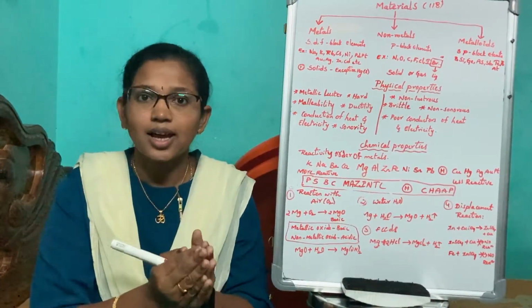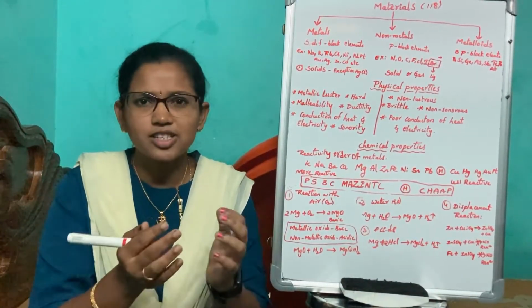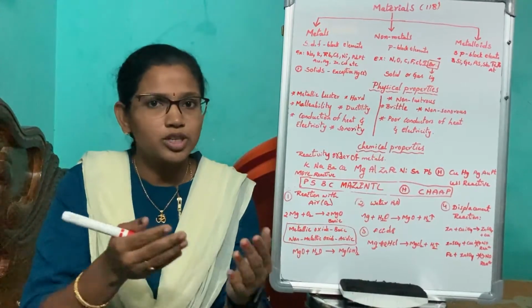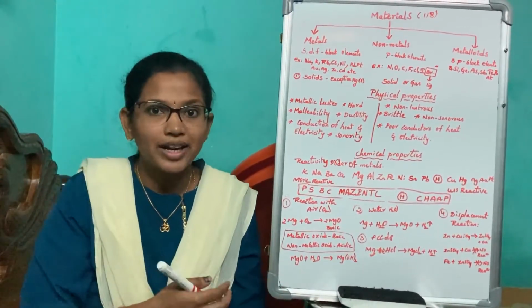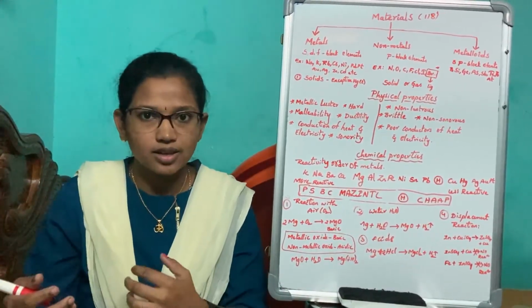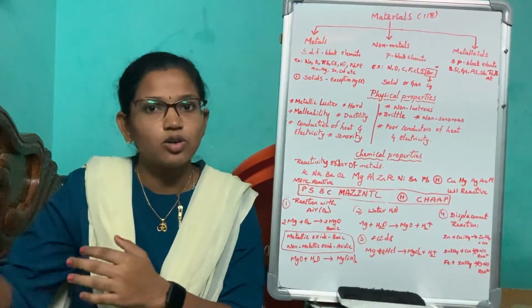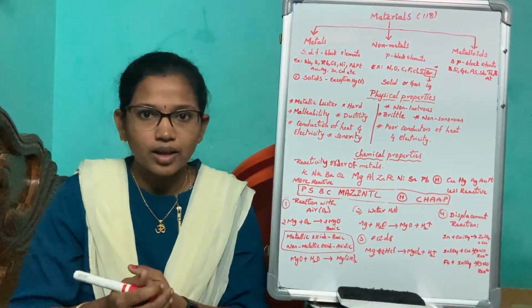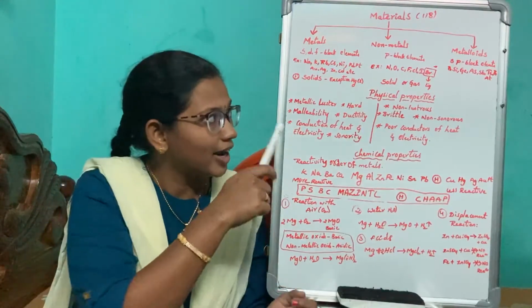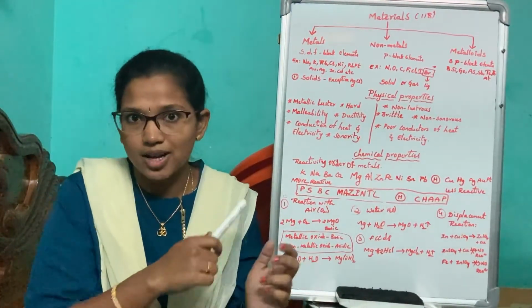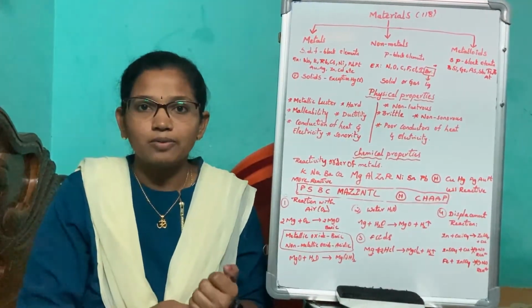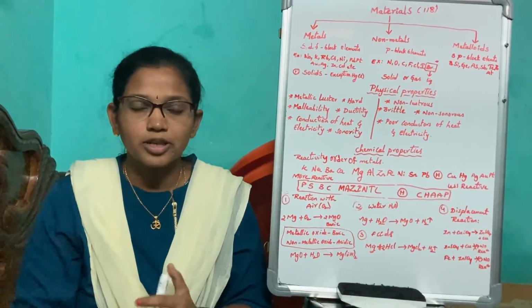Coming to metals, let us first discuss a few examples: lithium, sodium, potassium, gold, silver, platinum, iron, copper, zinc, etc. Non-metals include carbon, nitrogen, oxygen, sulfur, etc. Metalloids, we have 8 elements: boron, silicon, germanium, arsenic, etc. Now, let us see the physical properties of metals.